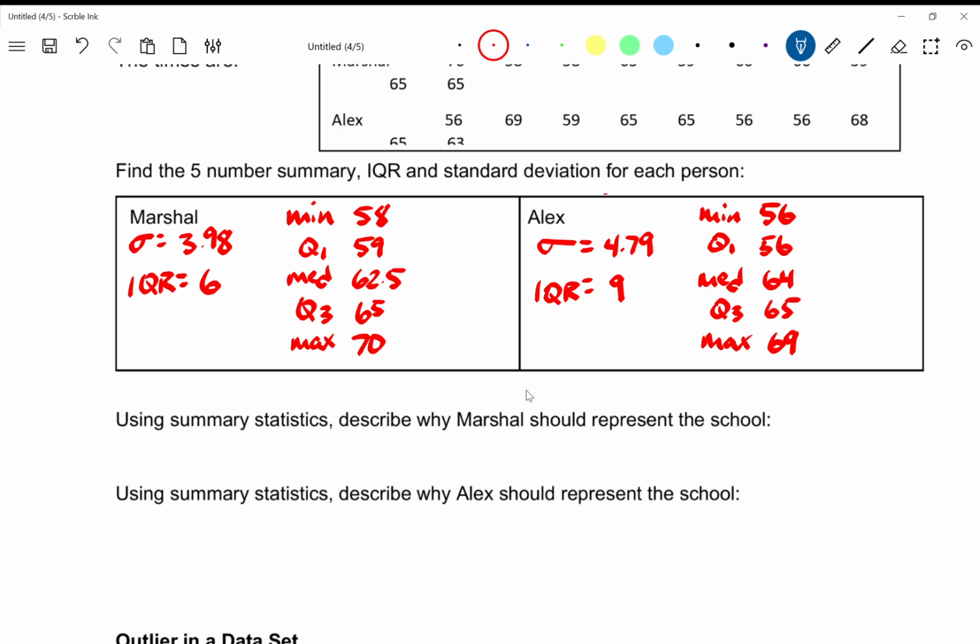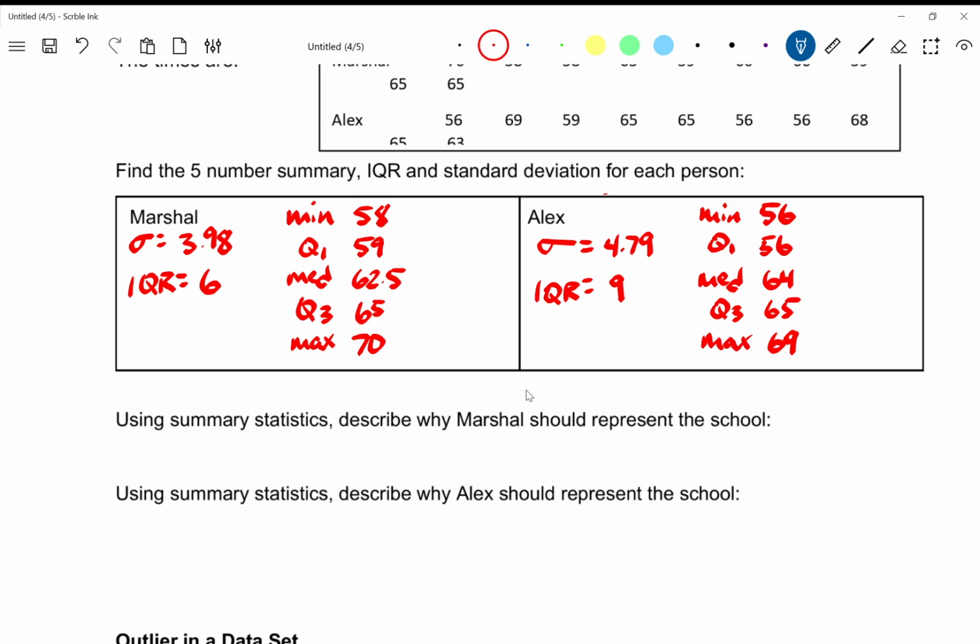If I look at Marshall and I'm trying to compare him to Alex, what I would see right away is his standard deviation is much smaller than Alex's. So 398 compared to 479. Now that would mean that Marshall's information is very compacted towards the center. Marshall's min is not as fast as Alex's min, but Marshall is much more consistent, where Marshall has had a majority of his good times right near each other.